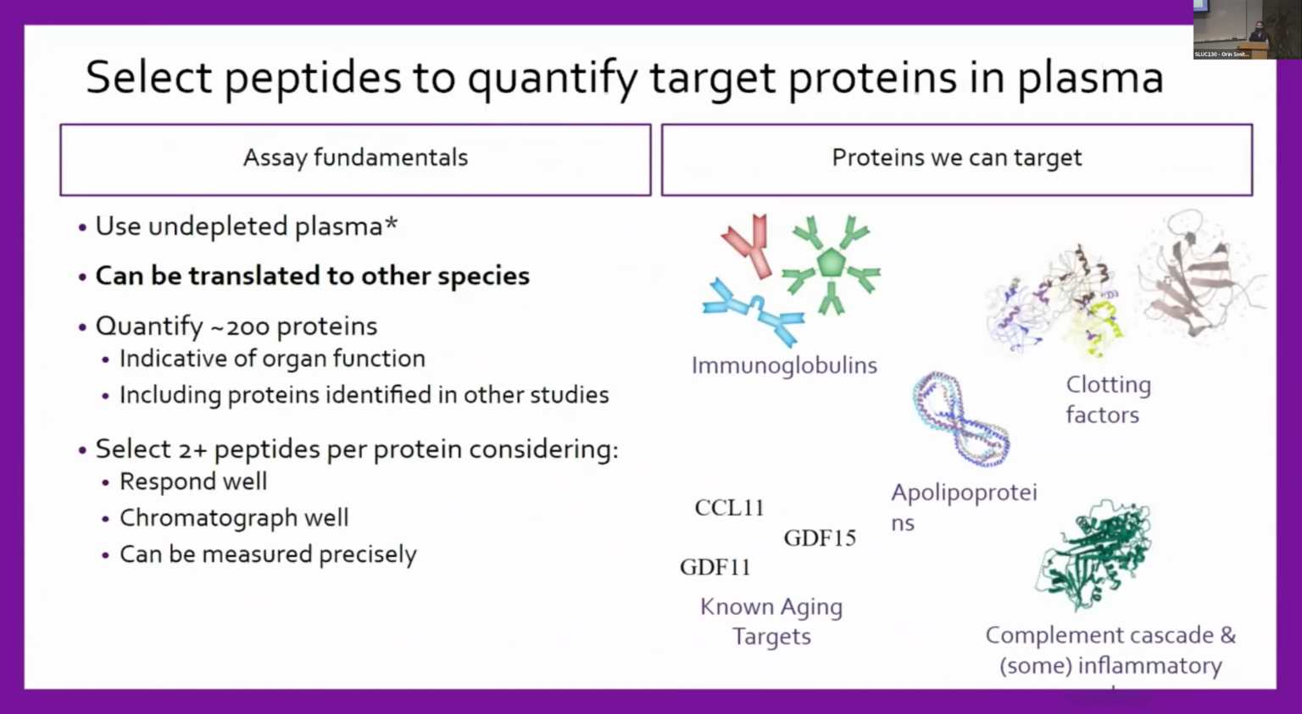And for each protein, we select 2 peptides to track it over time and monitor its abundance. And the most important things about these peptides, they need to respond well, they need to chromatograph well, and they need to be measured precisely. So essentially, we have a lot of ways of verifying that what we're looking at is real and it's consistent.